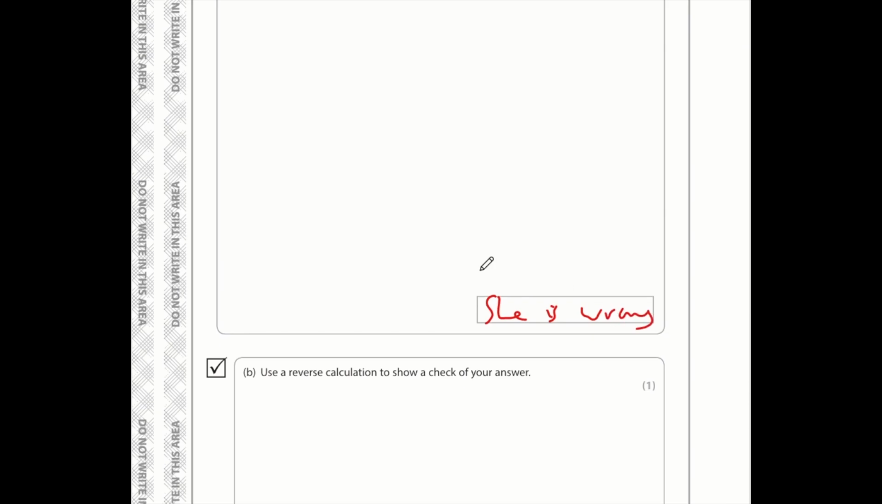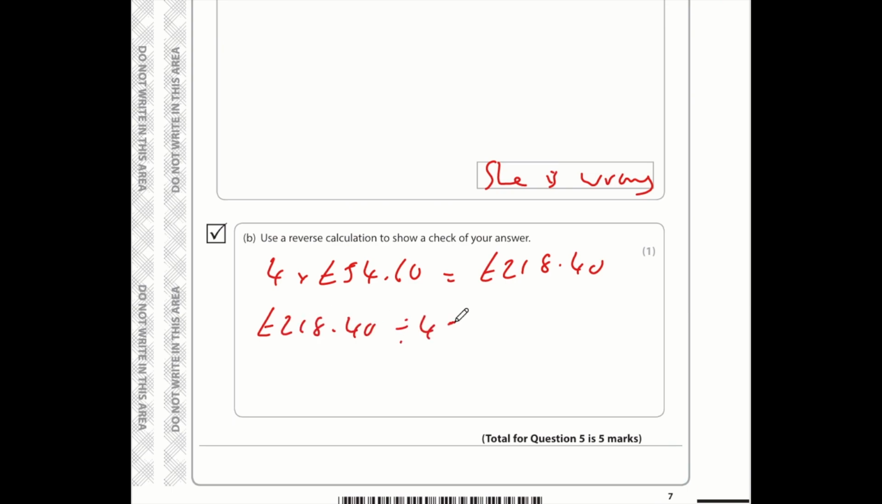Use a reverse calculation to show a check of your answer. I think these questions are ridiculous personally, but anyway, they are what they are. The last calculation we did was 4 times 54.60. So if we did 4 times £54.60 equals £218.40, then what we could do is 218.40 divided by 4 to check that we get £54.60.